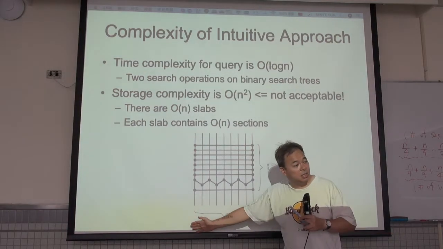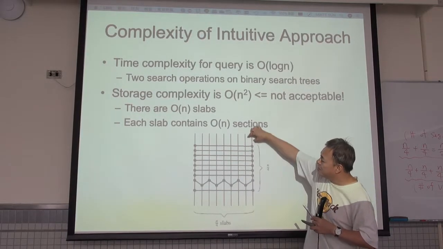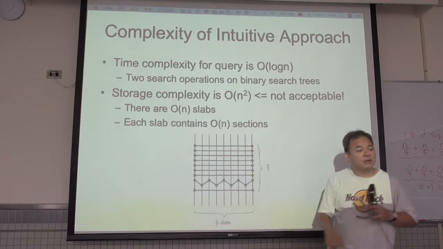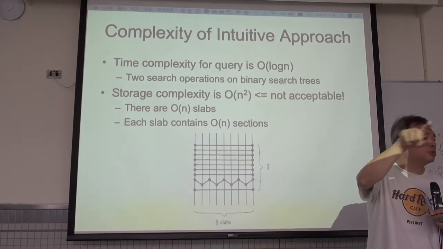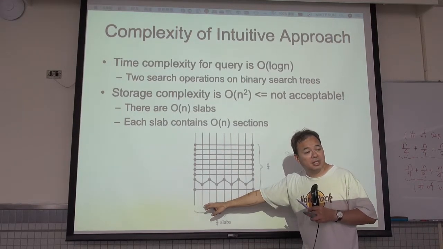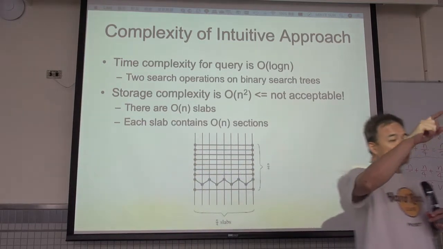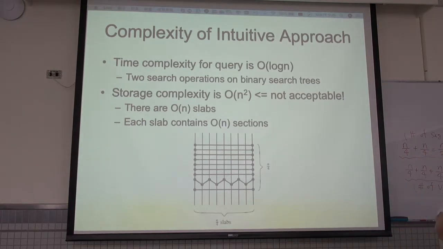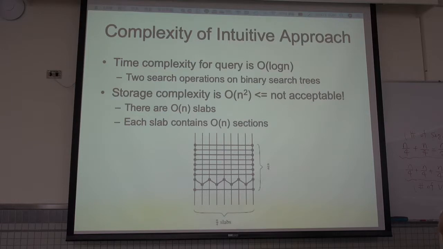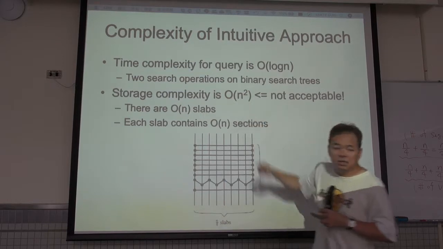For this one, the space required for this slab is about n over 2, right? So how many slabs do we have? N over 4. So the total will be n over 2 times n over 4, so it's going to be n squared over 8. That's why the storage complexity is this one.